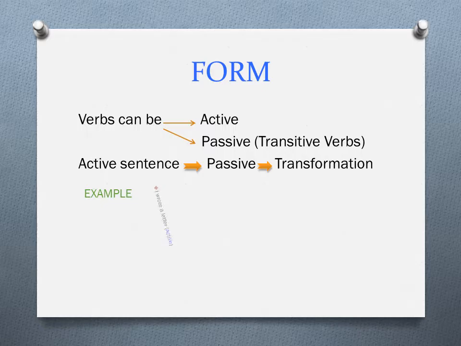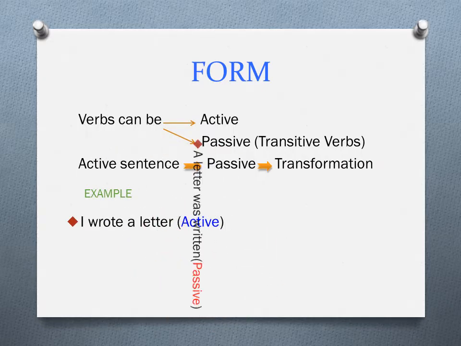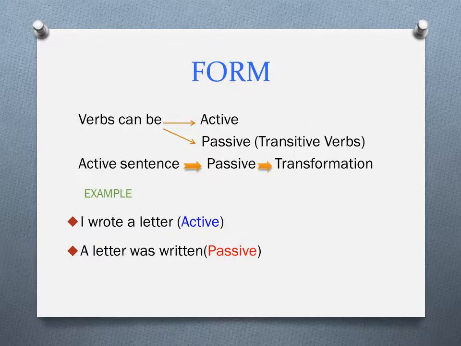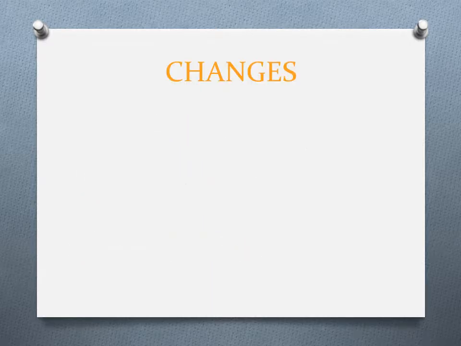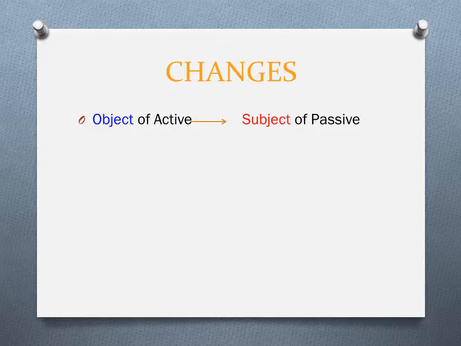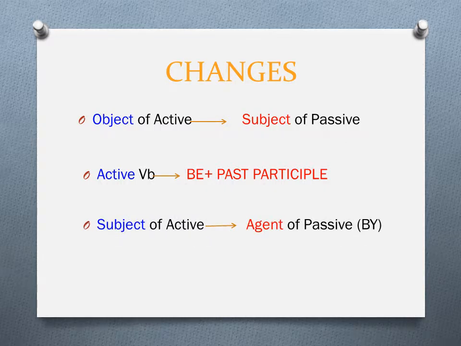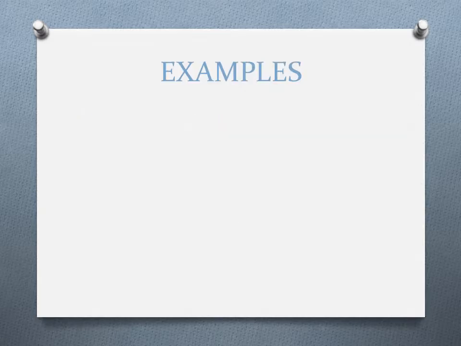For example, an active sentence like "I wrote a letter" can be made passive by saying "a letter was written." Changes. The object of the active sentence becomes the subject of the passive one. The active verb is replaced by the verb to be plus the past participle of the active verb. The subject of the active sentence becomes the agent of the passive one. We normally use the preposition by, although other prepositions are also possible.